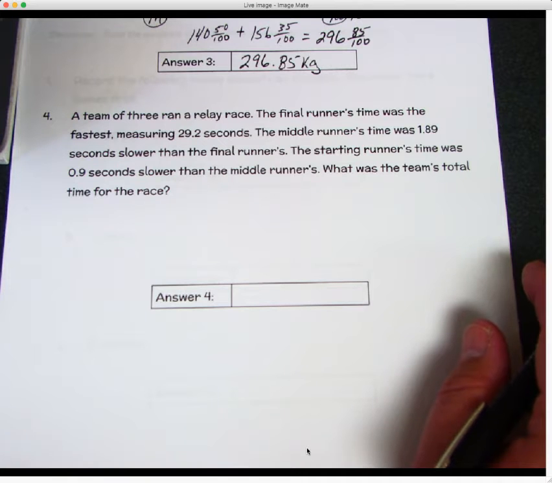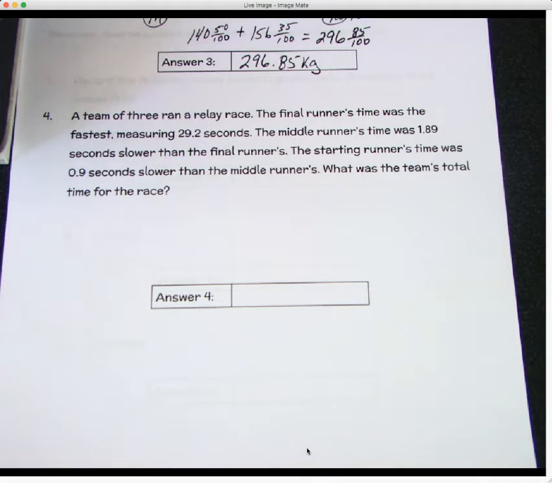The middle runner's time was 1 and 89 hundredths seconds slower than the final runner's. The starting runner's time was 9/10 of a second slower than the middle runner's. What was the team's total time for the race? Okay. My brain says slower equals subtract, but that wouldn't be right, okay?